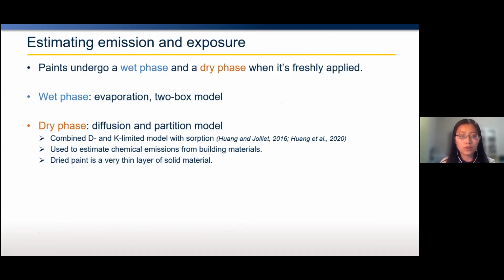We use models to estimate chemical emission from the paints and the human exposures. So the paints undergo a wet phase and a dry phase when freshly applied. During the wet phase, the emission is controlled by evaporation, and we use a toolbox model, which I will describe later. And during the dry phase, the emission is controlled by diffusion and partition, and we use a model that has been published in our papers. This model has been used to estimate chemical emissions from building materials, and we assume that the dried paint is like a building material. It's a very thin layer of solid material.